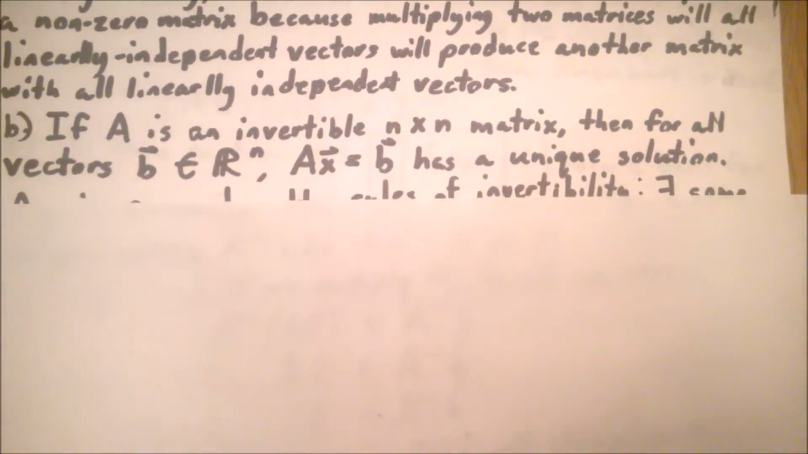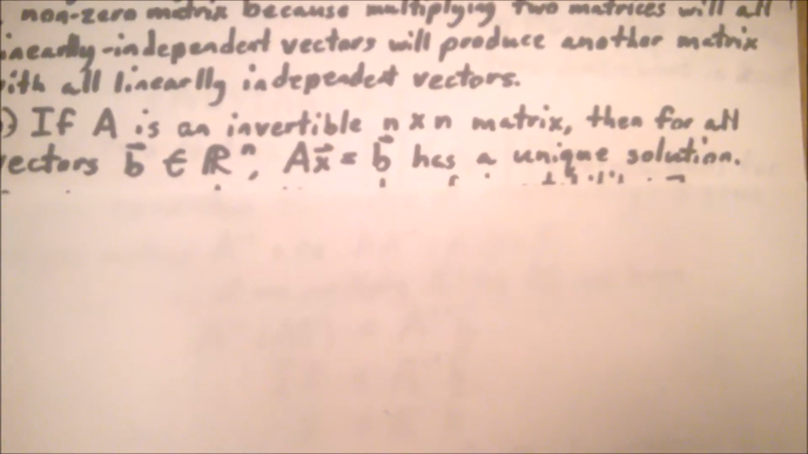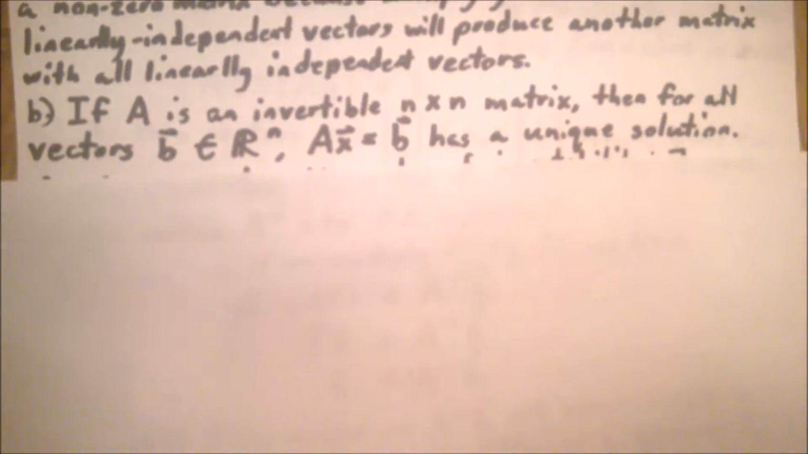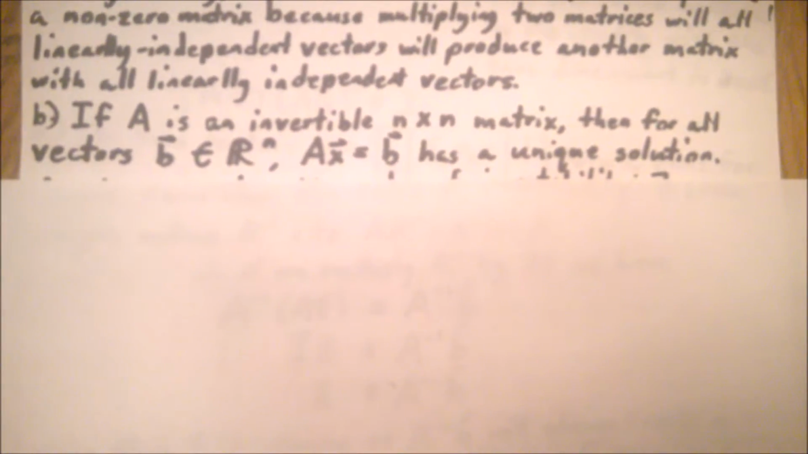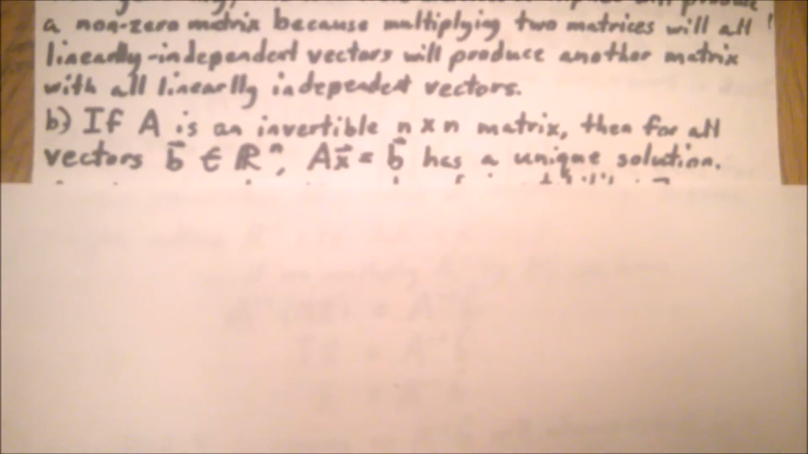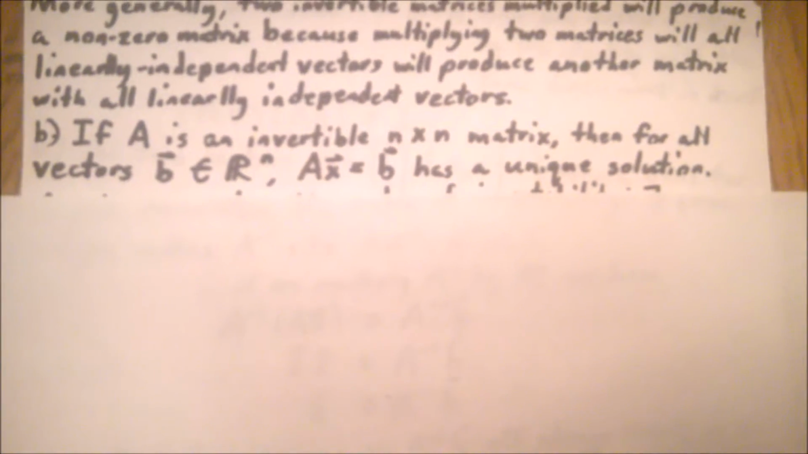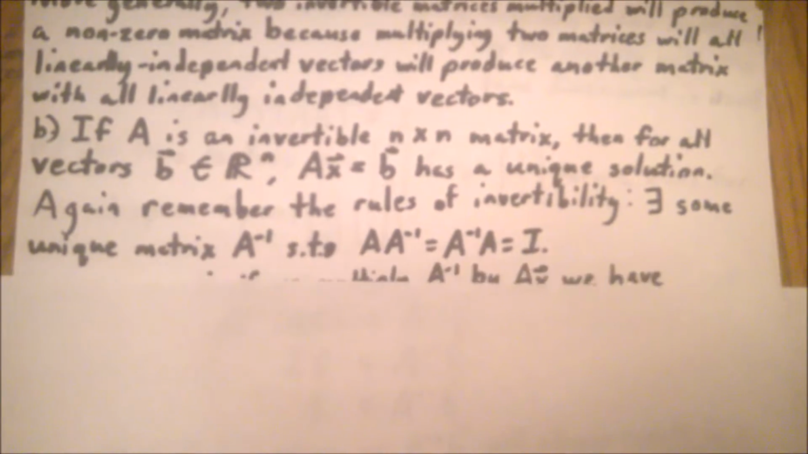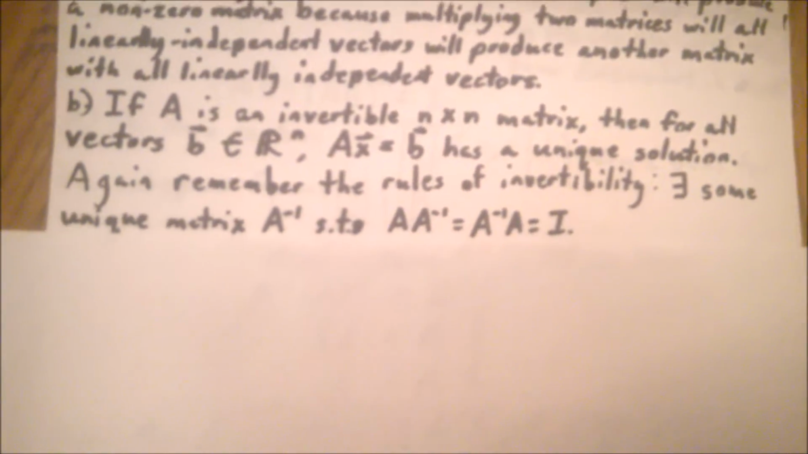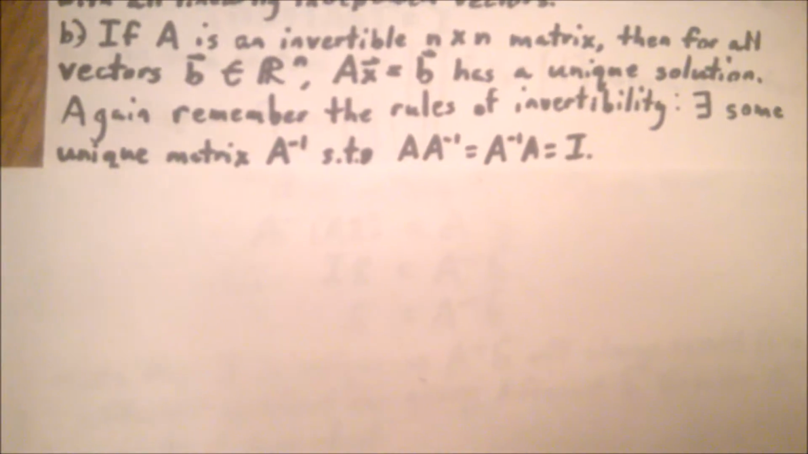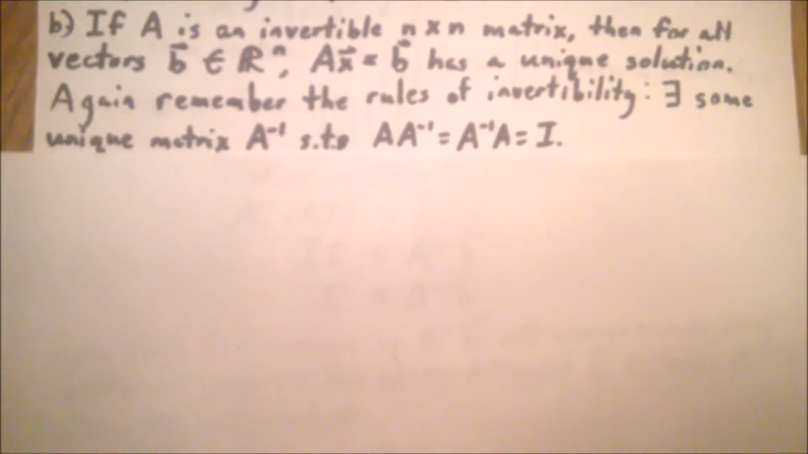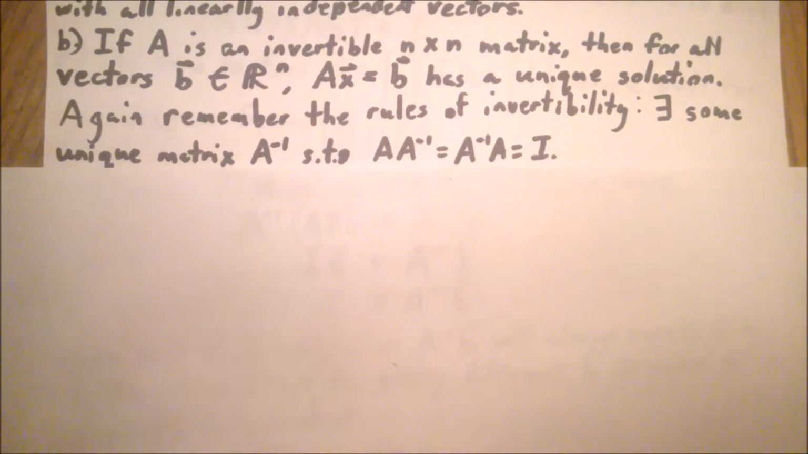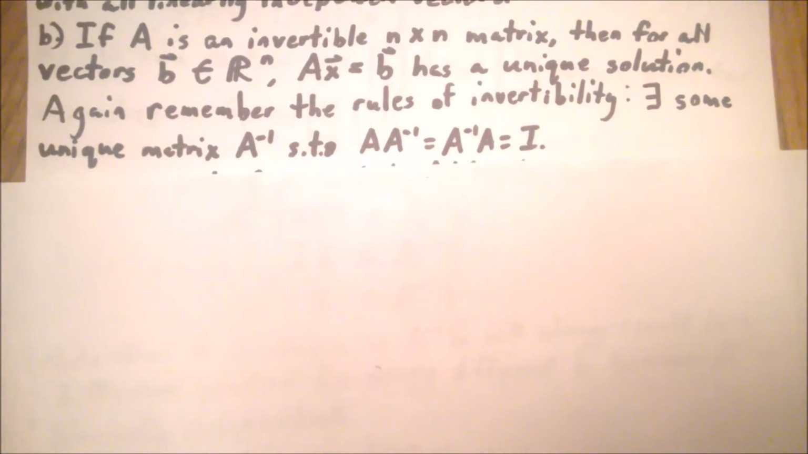Okay, so let's move on to claim B. If A is an invertible n by n matrix, then for all vectors B in Rn, A of x equals B has a unique solution. Okay, so remember again the rules of invertibility, that there exists some unique matrix A inverse such that A times A inverse is equal to A inverse times A, which is equal to the identity matrix.